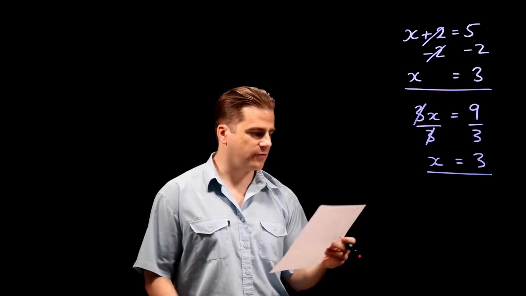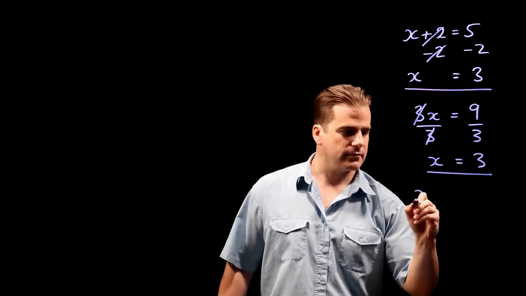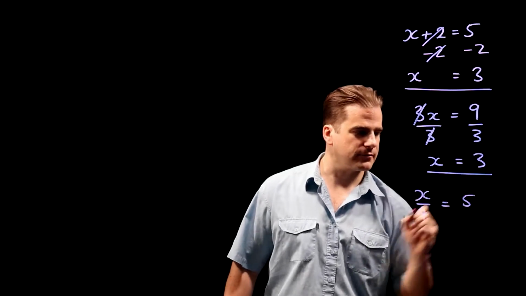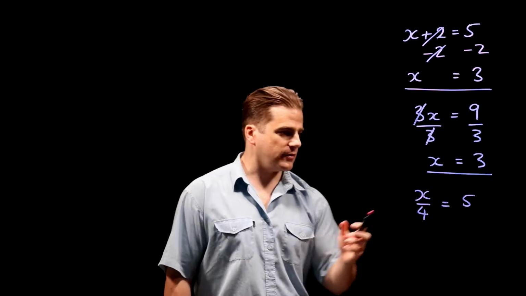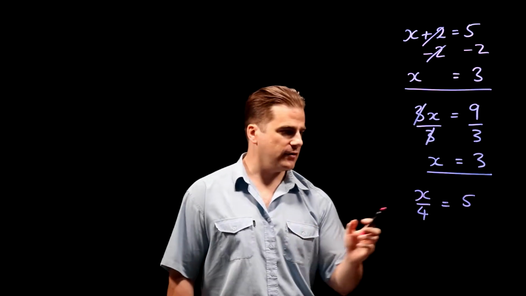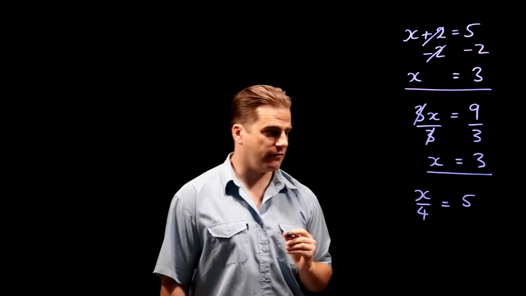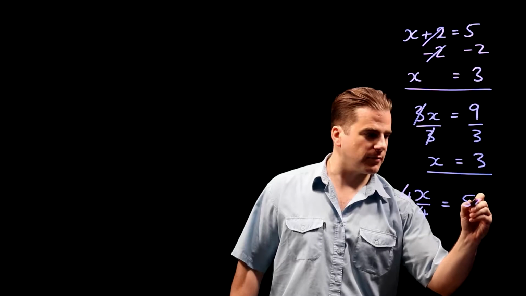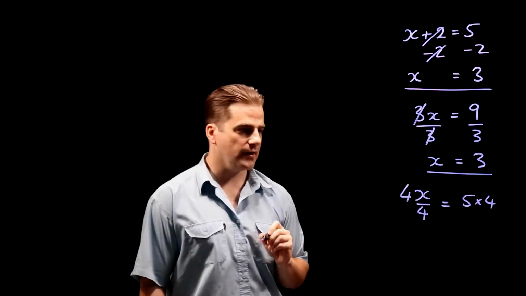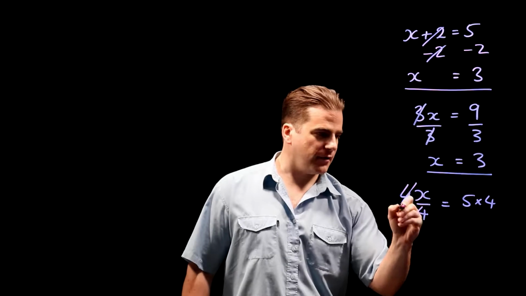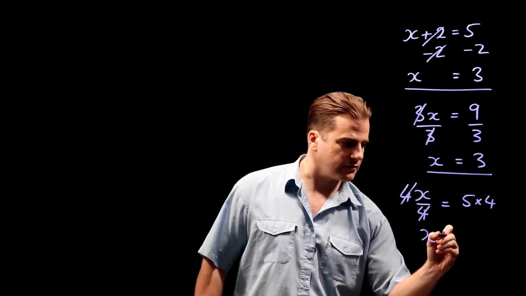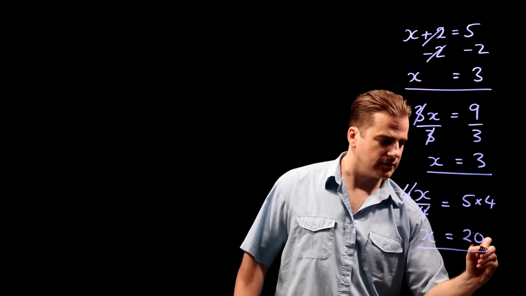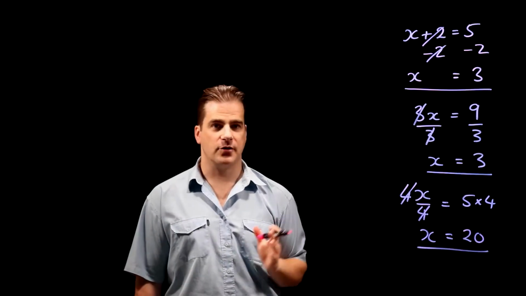Let's do another one. Let's do x over 4 is 5. Okay, so we've got to get the x by itself. Let's multiply both sides by 4. So multiply that side by 4 and multiply that side by 4. x times 4 divided by 4 is just x. And 5 times 4 is 20. There you go. So that's how you solve equations.